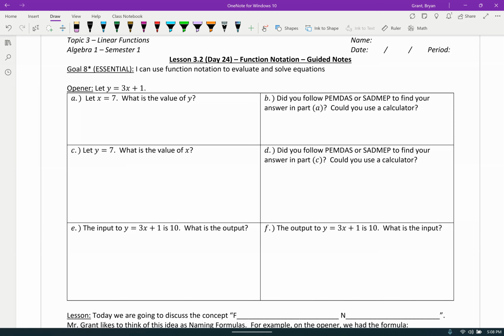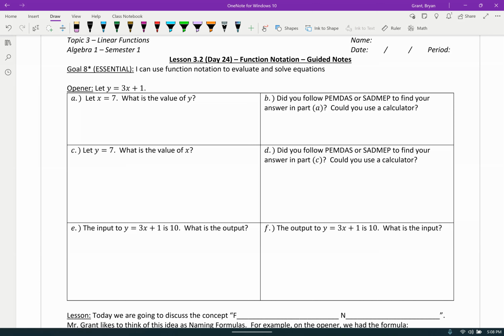Last class, you guys were reintroduced to the idea of what is a function, along with the concepts of domain and range. That was probably new to you this year. And just some various properties of what makes something a function.